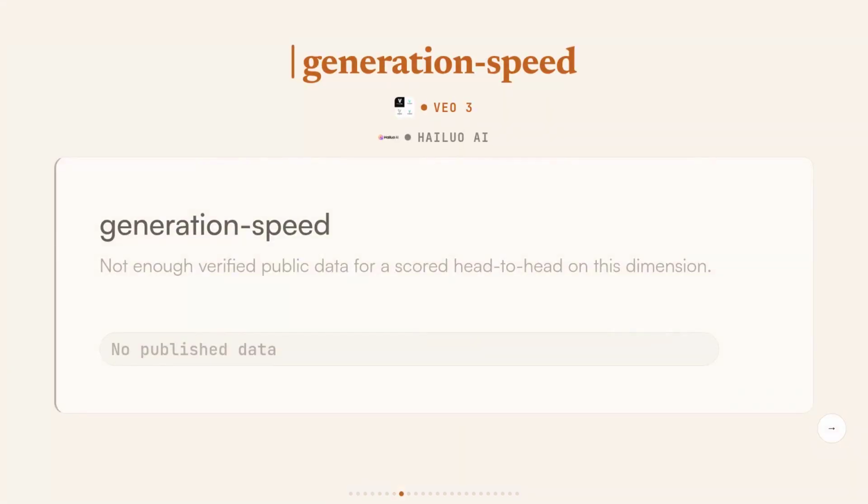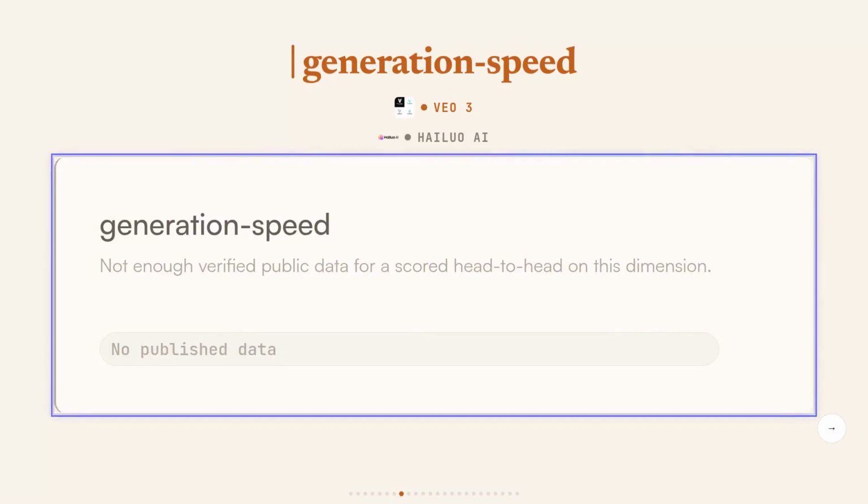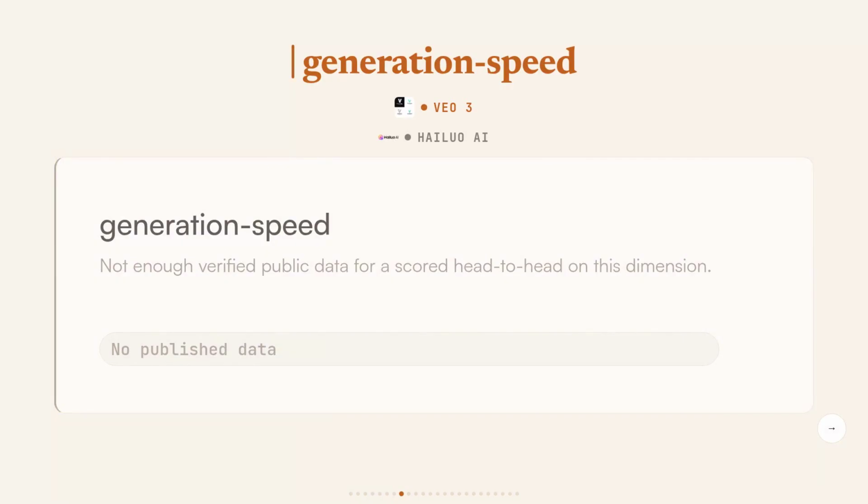Hailuo AI renders a 6-second clip in about a minute, while Veo 3 takes roughly 2 minutes for an 8-second clip. Normalized per second of output, Hailuo is about 1.5 times faster. And these are vendor-reported figures, so treat them as directional, not gospel.